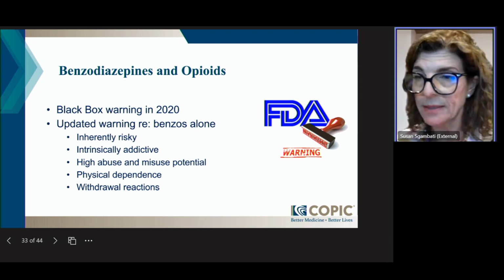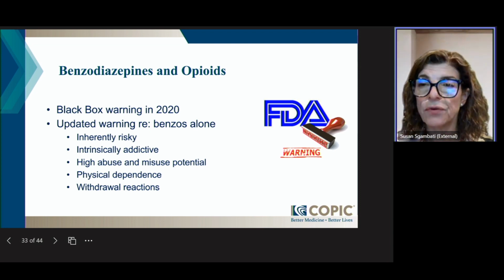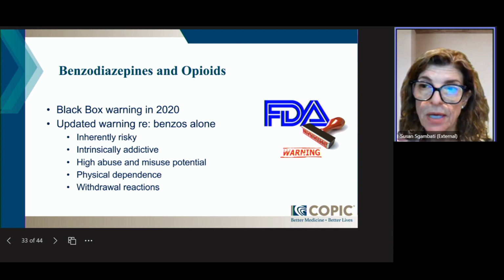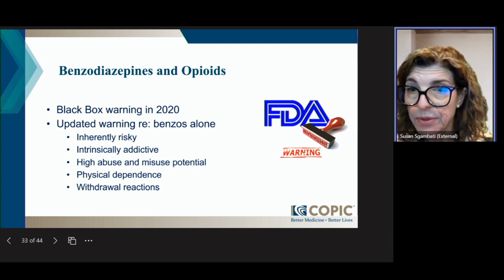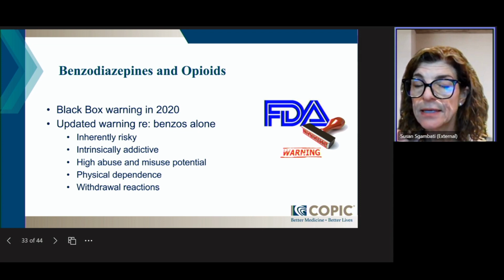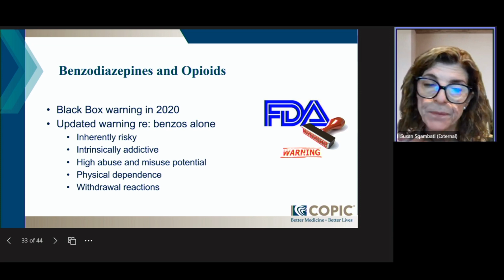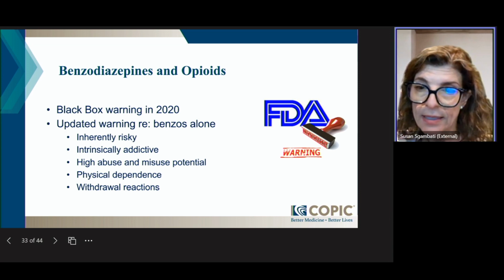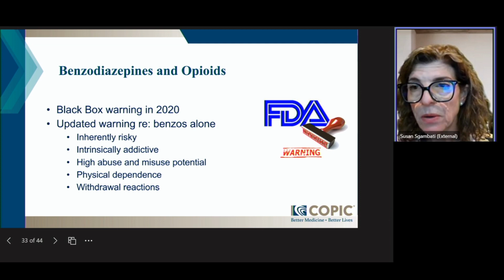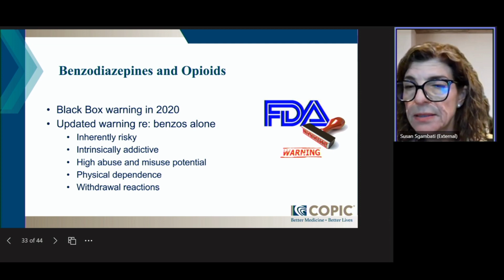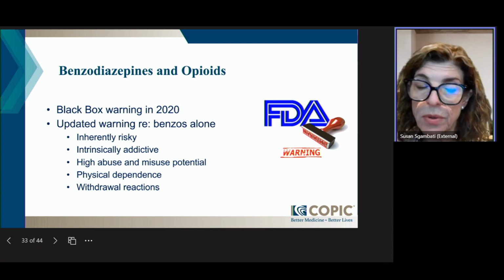Late in 2020, the FDA issued a further notice on benzos alone. They urge caution in prescribing just benzodiazepines. They called them intrinsically addictive with a high abuse and misuse potential, and physically addictive with withdrawal symptoms. And so, again, when you have that post-op patient with anxiety or cramps or things like that you're trying to alleviate, think twice about what you're giving and what you're prescribing concomitantly with your opioids.